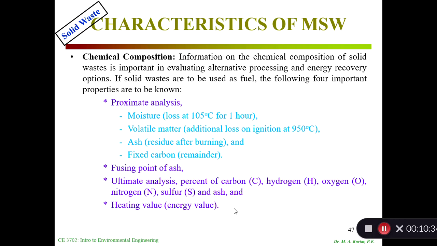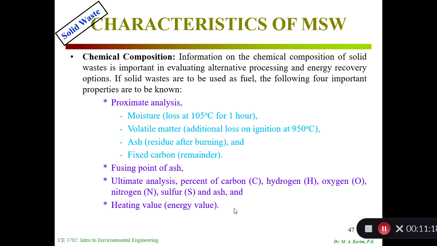Okay, so chemical composition. Basically the proximate analysis we do: moisture loss at 105 degrees Celsius for 1 hour, which is a little bit different from measuring the moisture content. Volatile matter, VOCs, is the additional loss on ignition at 950 degrees Celsius. In some cases we do 550 degrees Celsius. Ash is the residue after burning, and the fixed carbon is the remainder. Then we do the fusing point of ash. You understand the flashing point, fusing point, and boiling point, right? Boiling point is the temperature at which it starts boiling. Fusing point is where it starts melting, and the flashing point is the temperature at which it starts burning.